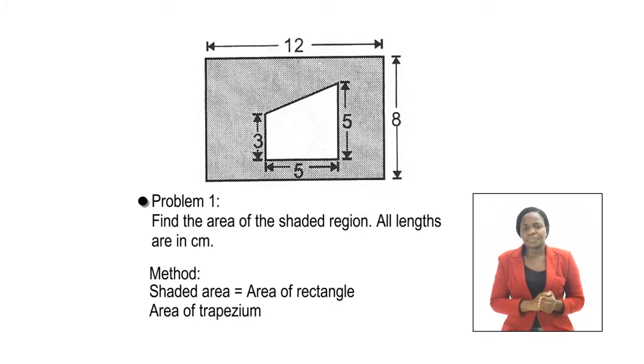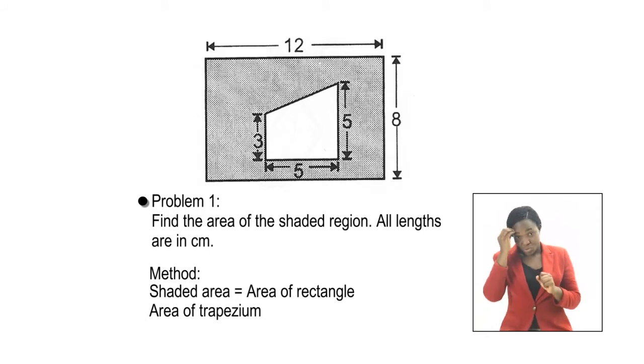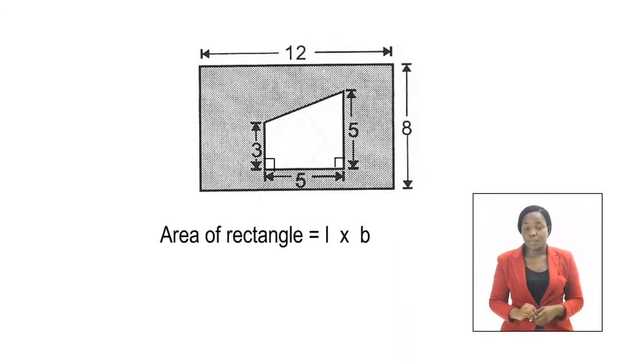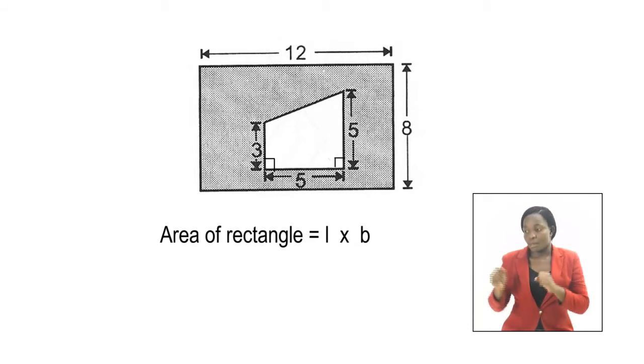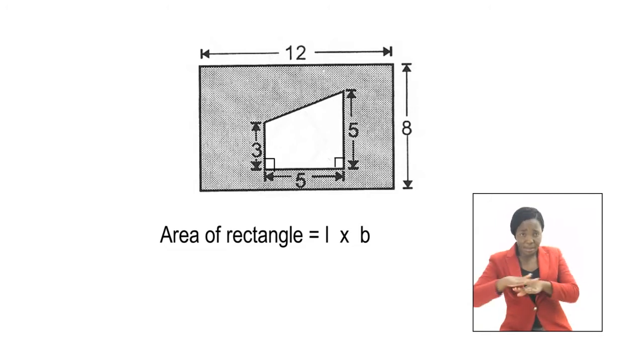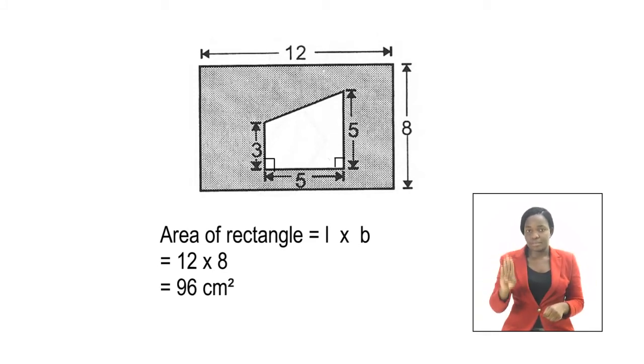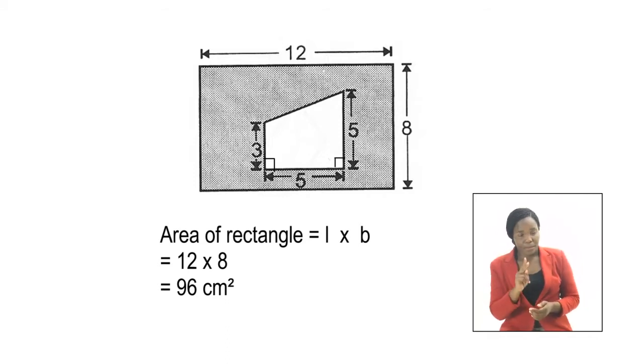Yes. First, we have to find the area of the whole rectangle. The dimensions are given. The lengths of the two sides are 8 and 12 centimeters. The formula for the area of the rectangle is length times breadth. Are you writing? Yes, of course. Area of rectangle is length times breadth. The length is 12 and the breadth is 8. The answer is 96 centimeters squared. Okay, I've got it. Now for the trapezium.